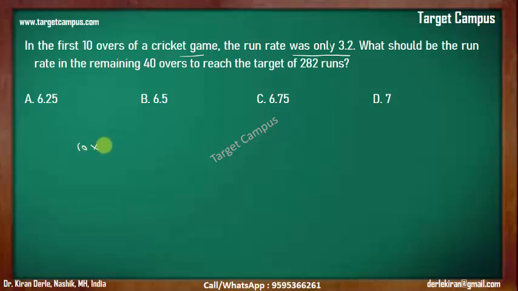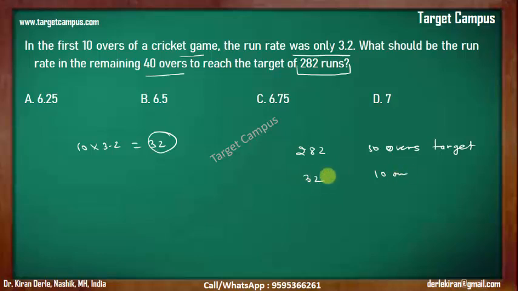10 overs run rate is 3.2, so in 10 overs the team must have scored 32. What should be the run rate in the remaining 40 overs to reach the target of 282 runs? So 282 runs to be made in 50 overs. This is the target the team has got, right? In 10 overs the team has already made 32 runs, right?